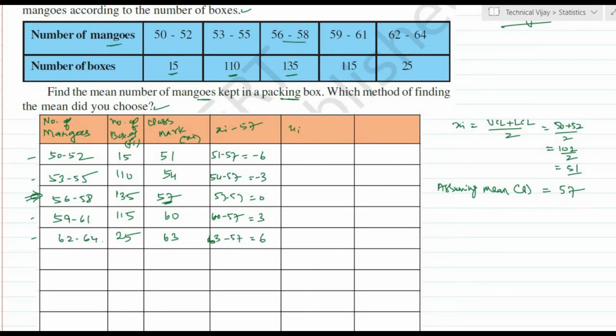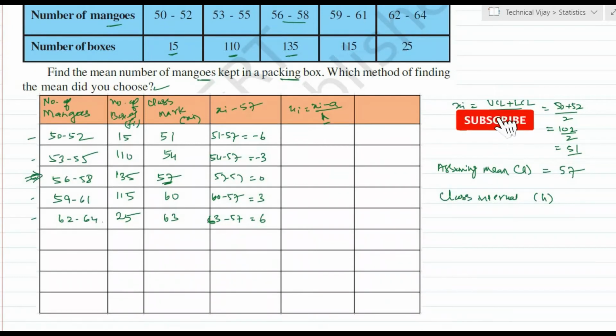Now here ui is equal to xi minus a divided by h. h is the class interval. In the earlier problems what we were calculating was upper class limit minus lower class limit. Here, as per that, we would calculate 52 minus 50. But here you see, in this group 50 to 52 and 53 to 55, 52 to 53 is missing, and 55 to 56 is missing. So for that we have to take 50 and 53 together as one class interval. Here the upper class limit we take as 53, and the lower as 50.